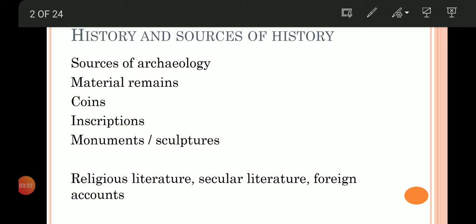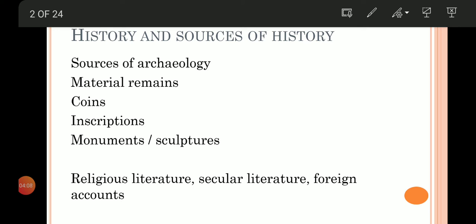So, third one, inscription. Inscription are more and better evidence than coin. Any script written on the hard surface is called inscription and their study is called epigraphy. Inscription were carved on seal, stone, pillar, rocks, copper plates, temple walls and bricks or image. The oldest inscription are found on the seal of Harappa, which date back 2500 BC.